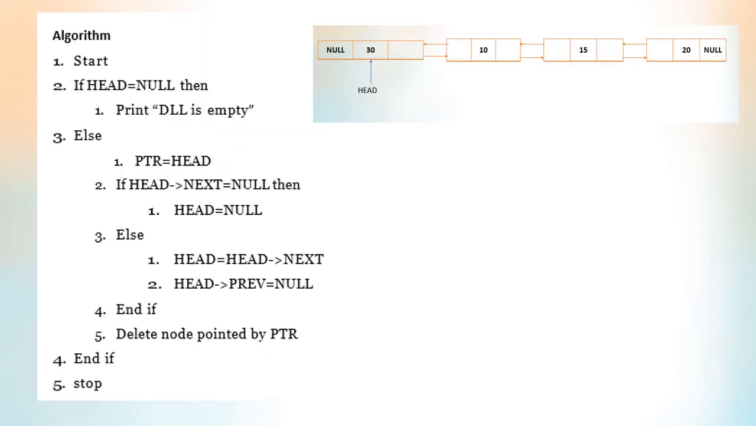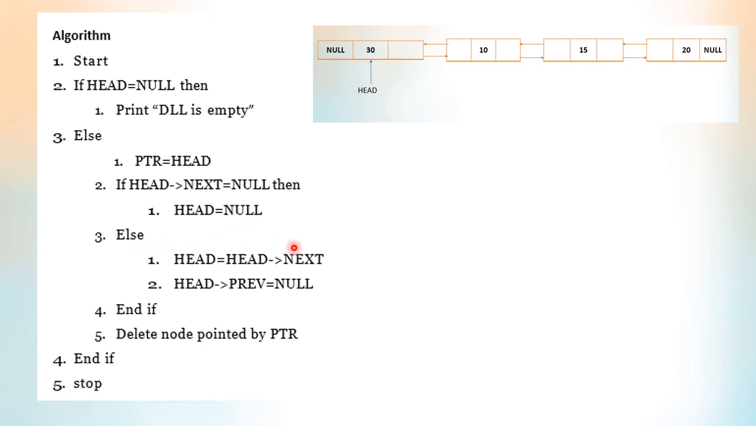So this is the algorithm. Step 1, start. Step 2, if head is equal to null, then we can simply print as doubly linked list is empty. Else, we have to delete the first node of the doubly linked list. So set pointer is equal to head. So pointer will be here. If head next is equal to null, then head is equal to null. So this is the case when the doubly linked list contains only one node. In that case, you can simply assign head is equal to null.